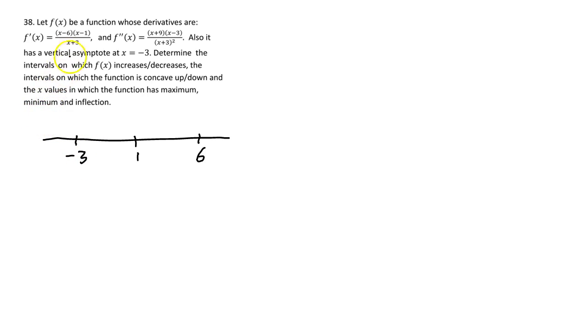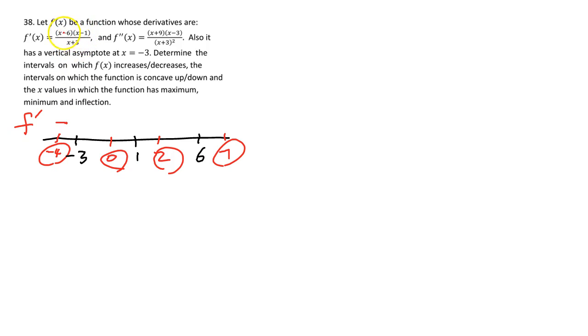Okay. Now let's plug in a few values. So we'll pick test values, say -4, 0, and then 2, and then 7, into this f prime to see what the sign of f prime is. Okay, if I plug in -4, this is negative, that's negative, the bottom is negative. So you have negative times negative divided by negative, which is negative. If you plug in 0, these are negative, but the bottom is positive.